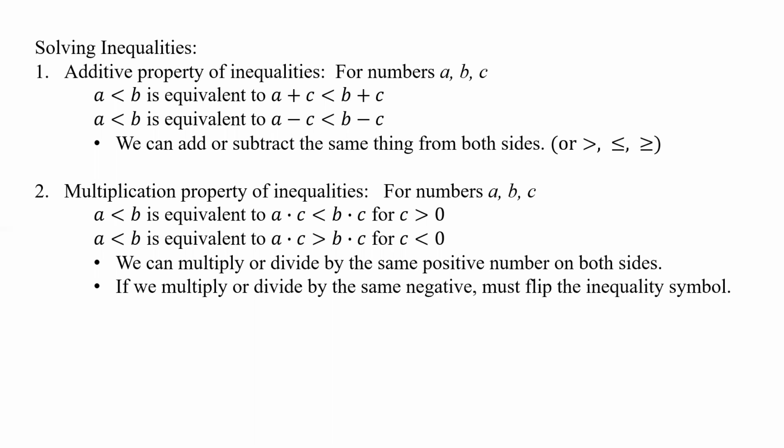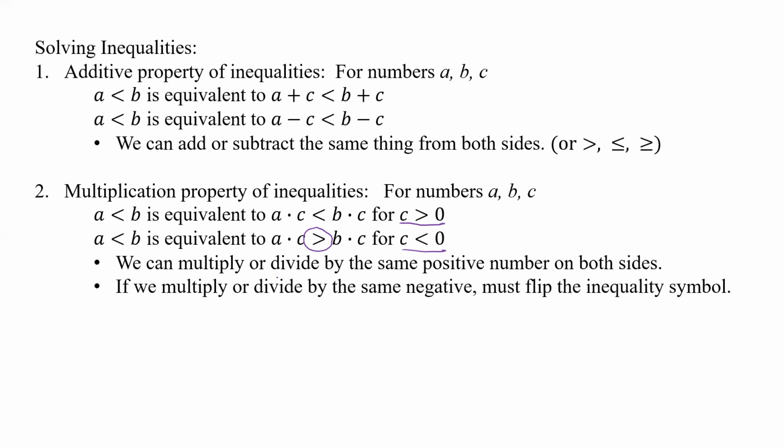Now, multiplication properties. How does that work? Again, for a, b, and c, if a is less than b, that's equivalent to multiplying by c on the left and c on the right, so we get ac is less than bc. Now, this is key. Here, we're multiplying by c greater than 0. If we multiply by c less than 0, to make it equivalent, a less than b is equivalent to multiplying both sides by that c that's less than 0, but we have to flip our inequality over. This is originally less than, and when we multiply by something less than 0, we have to convert it to greater than. So that's a key here.